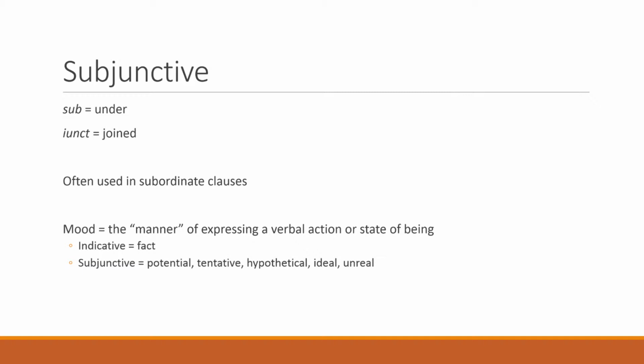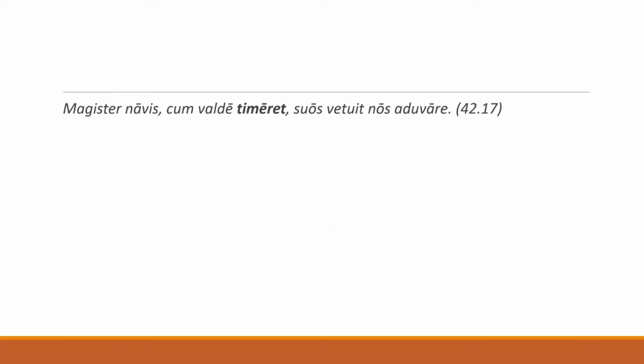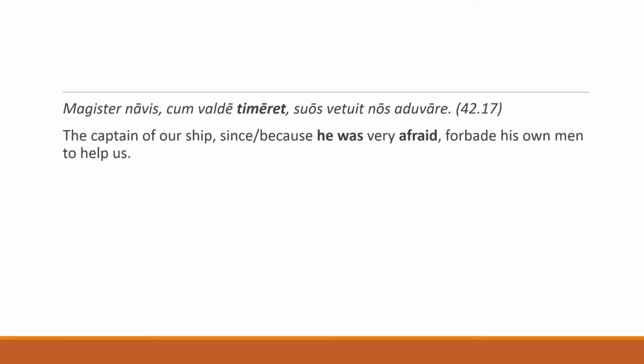So let's go ahead and dive into some examples. In this sentence, we have a subordinate clause that's listed right here, cum valde timeret. And in this sentence, we have an example of a subjunctive, the bold right here. So the translation here is that the captain of our ship, since or because he was very afraid, forbade his own men to help us. Now, since or because are both good translations for cum here. Cum can be a very flexible word. It takes on a number of meanings, depending on what the context is. Now our verb here is timeret, and it's translated, he was afraid.